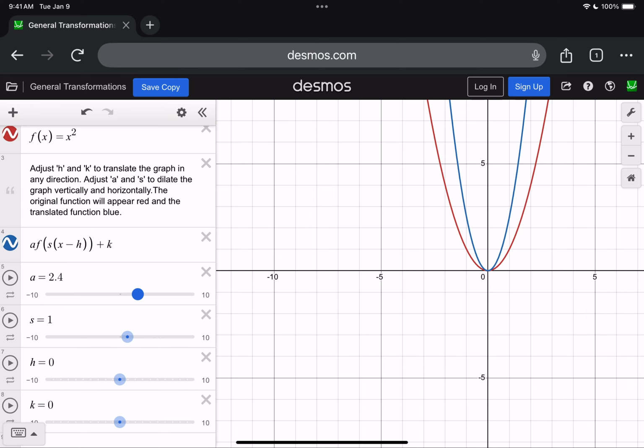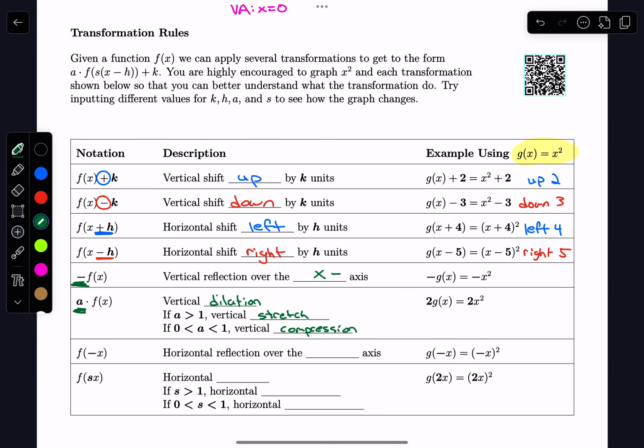If I move a the other direction to be less than 1, see how now the blue graph is really wide? Okay, so if you can imagine pushing the graph down, it makes it compressed or wider. All right, so we can either stretch or we can compress our graph. So on the right side over here, where it says 2x squared, that is going to be a vertical stretch. Okay, vertical stretch. Or you could say that it's a dilation by a factor of 2.